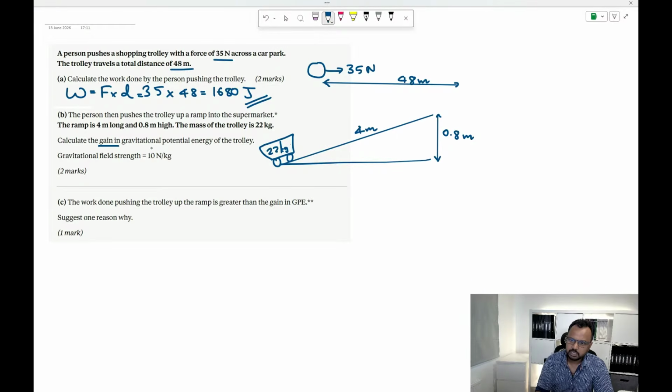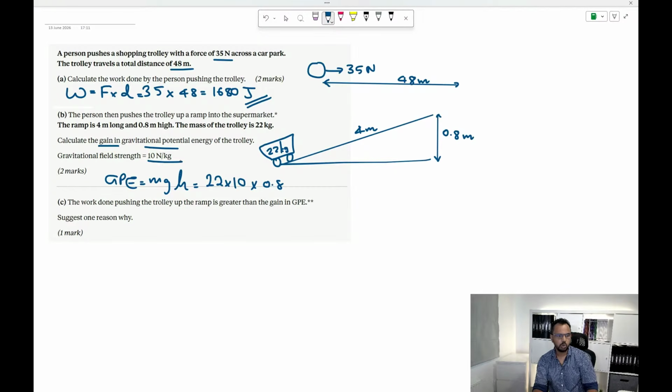Calculate the gain in GPE of the trolley. So what's the formula? Gravitational potential energy is mgh. M is 22, g is 10, h is 0.8. Guys, two important things. Listen. One, the question says to take g as 10. Now, some of you would know the more accurate value. Send me in the chat. What is the accurate value for the gravitational field strength, lowercase g? What's the correct value?